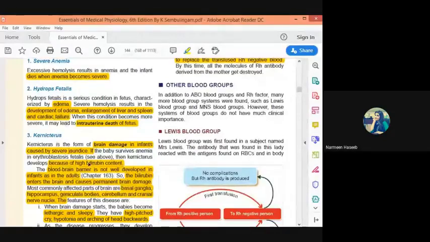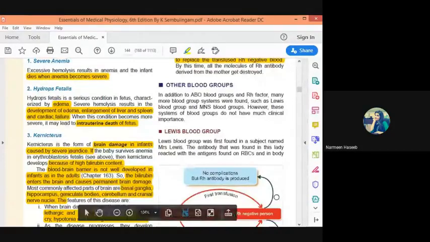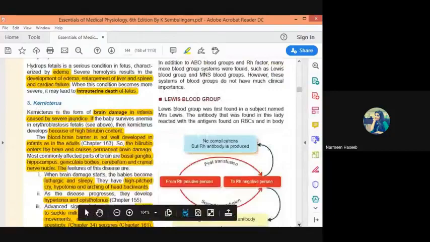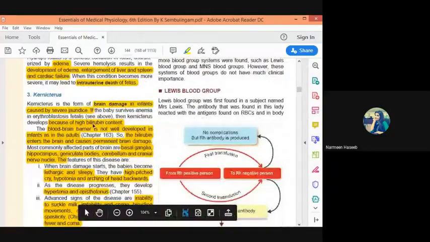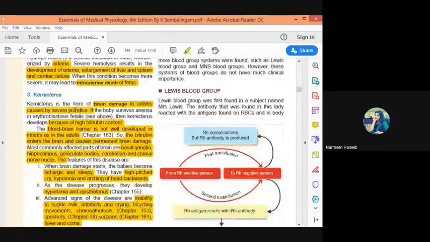Then the third condition is kernicterus. Kernicterus is a form of brain damage in infants caused by severe jaundice. Because of the severe jaundice the fetus faces, it results in brain damage. And that brain damage is because of the high level of bilirubin.